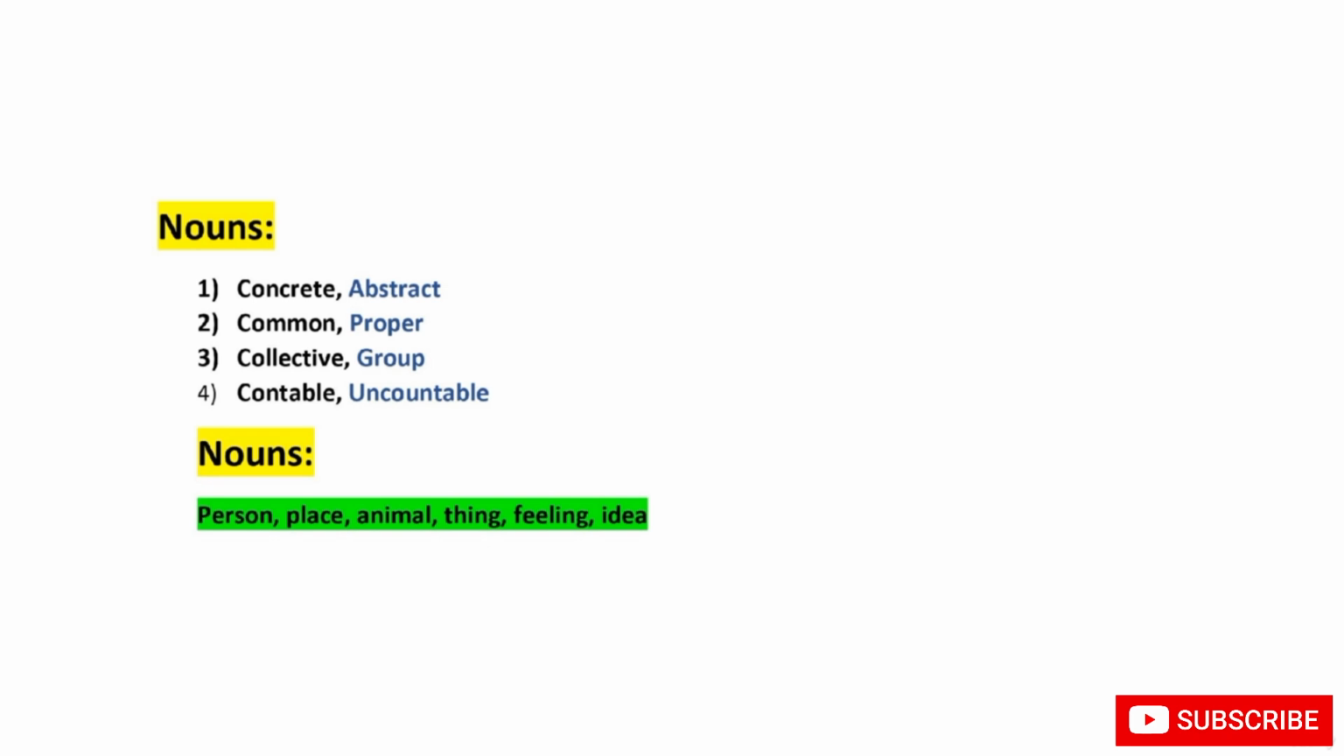And finally, we looked at countable and uncountable nouns. We discussed a number of rules. Remember that the most common mistake is using less with countable nouns. It's wrong. Less is used with uncountable nouns. Fewer is used with countable nouns.